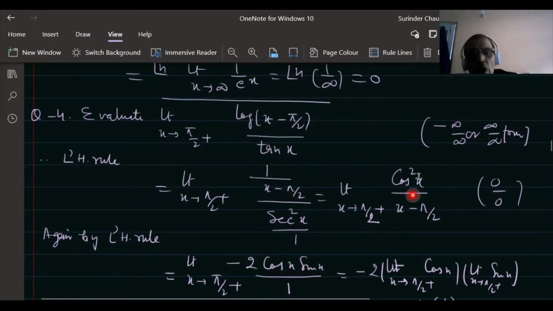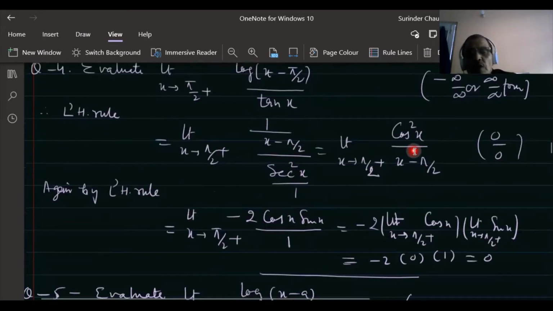Again we can apply L'Hospital's rule here also. So differentiating, we get 2 cos x, and the derivative of cos x is minus sin x, with the minus sign here. The derivative of (x minus pi by 2) is 1, since pi by 2 is a constant. So this will be equal to minus 2 cos x sin x. We can apply the formula sin 2x, so this is the limit as x goes to pi by 2 of sin 2x, which is sin of pi, and sin pi is equal to 0.